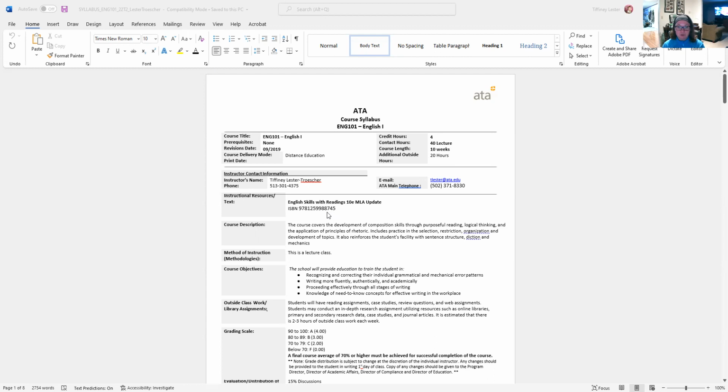Let's see, we have the book right here, that information. I'm going to show you a picture of it. It's probably going to be backwards, but you should see what it looks like. That one right there.